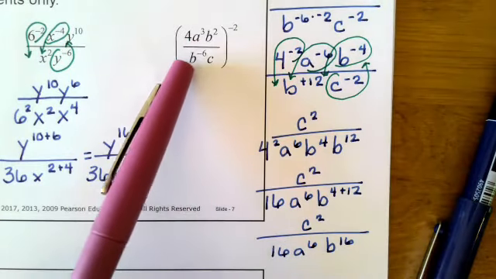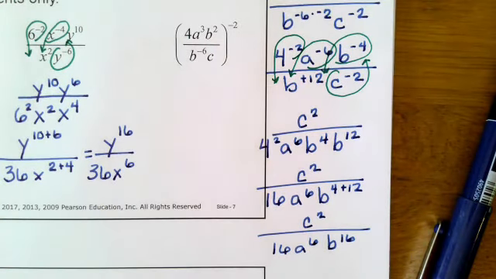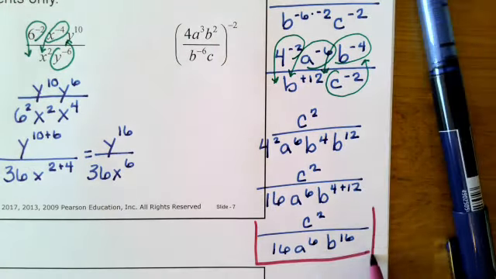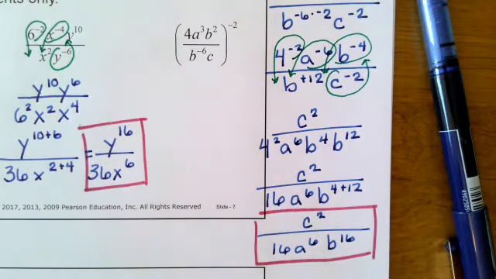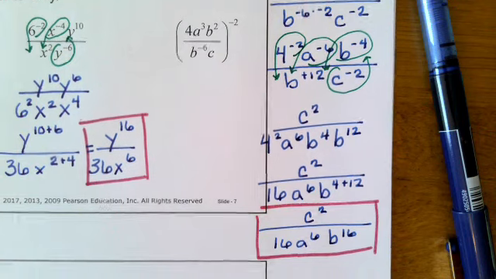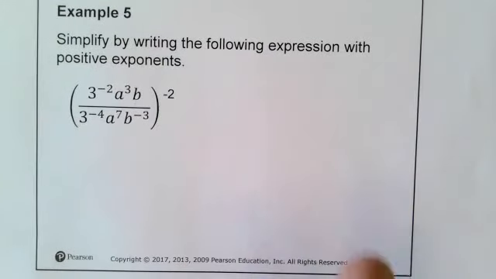So we went from this to this using the rules of exponents. And here our final answer was y to the 16th over 36x to the 6th. Simplify by writing the following expression with positive exponents only. All right.